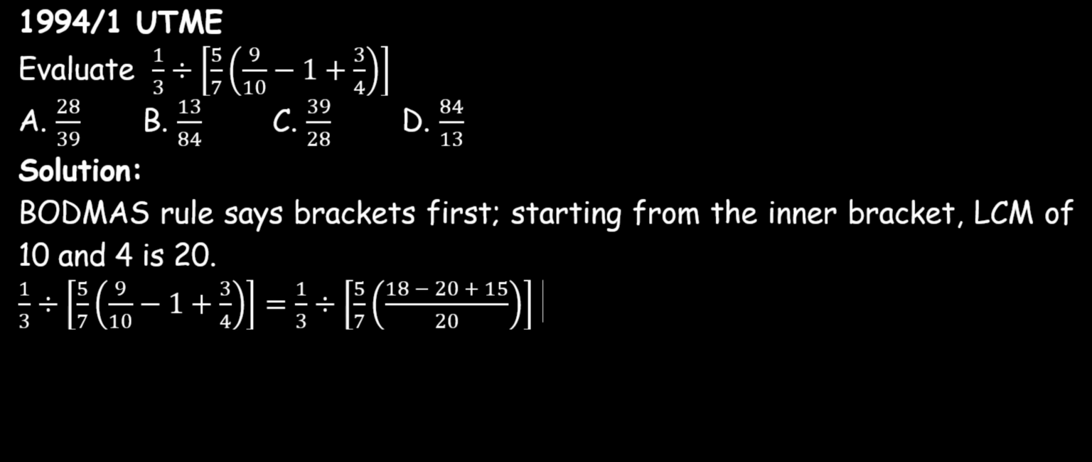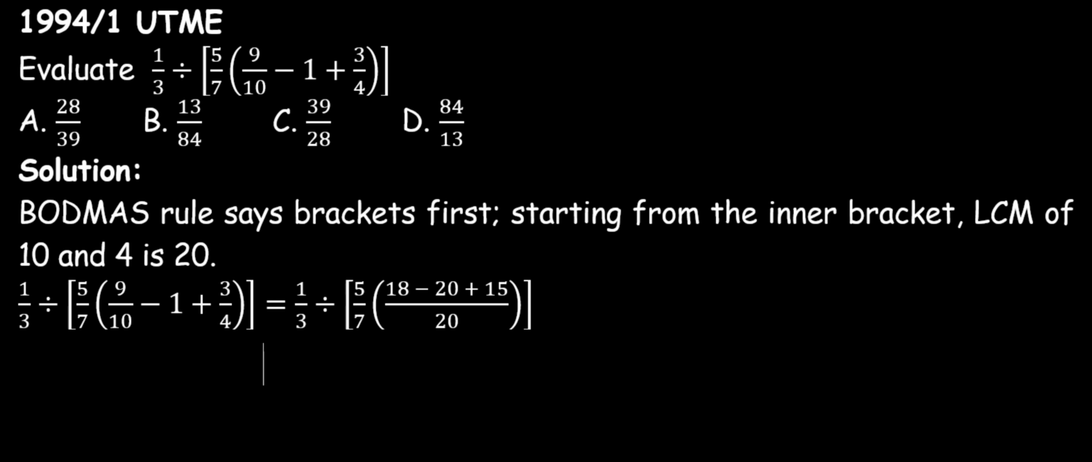What happened within the inner bracket? The LCM of 10 and 4, which we already said is 20. In the first case, 9 over 10: 10 we divide into 20, and you have 2. 2 times 9 will give you 18. Minus, in the case of 1, it becomes 20 automatically, because 20 divided by 1 is 20. 20 times 1 becomes 20. Plus, in the case of 3 over 4, 4 we divide into 20, and that is 5. 5 times 3 gives you 15. Hence, the result there at the numerator, all over 20.